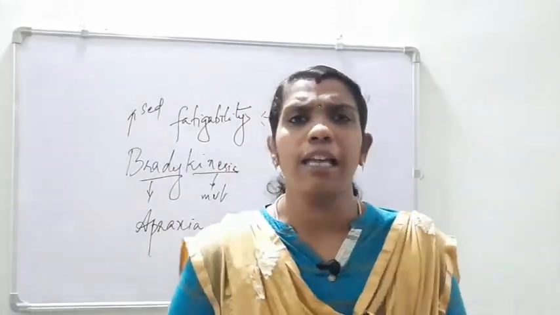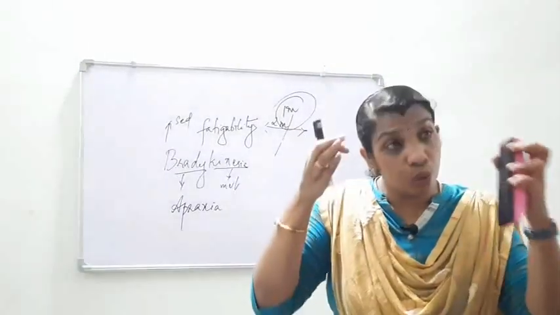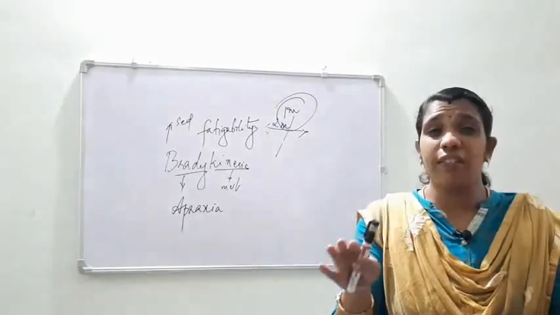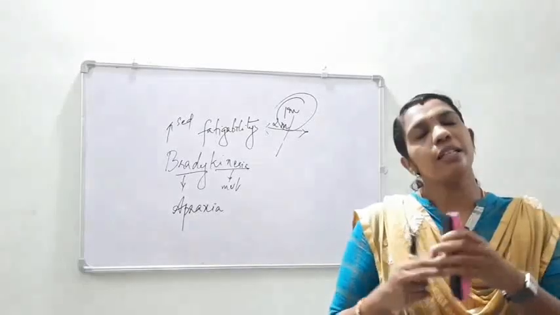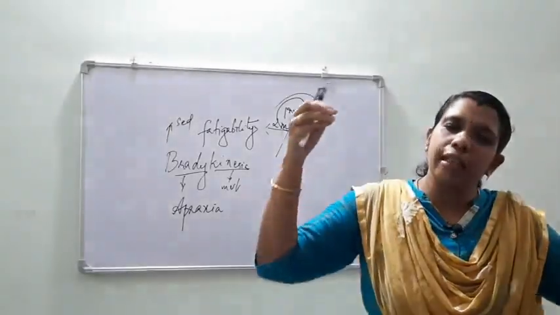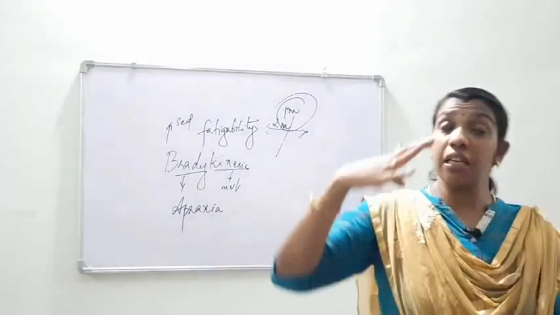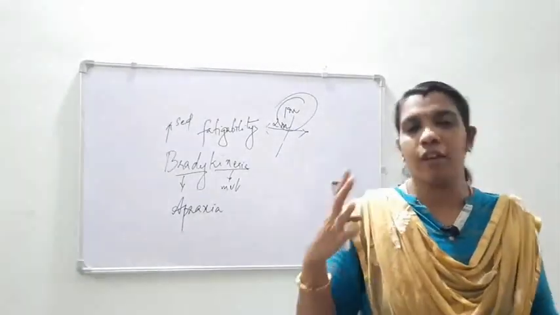Next, we will discuss paralysis. What is paralysis? Paralysis is also a weakness, but the weakness is so severe that the muscle cannot contract. The muscle will not be contracting at all in case of paralysis, and there is complete absence of power. Weakness is at its maximum level. The severity of the weakness is more in case of paralysis.